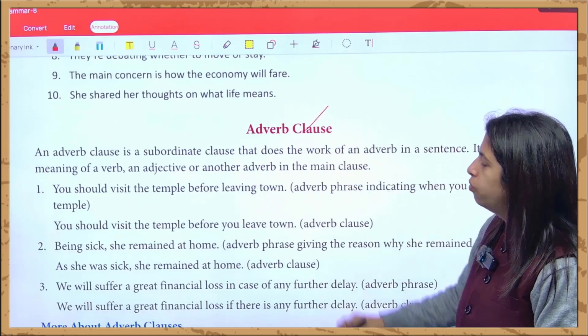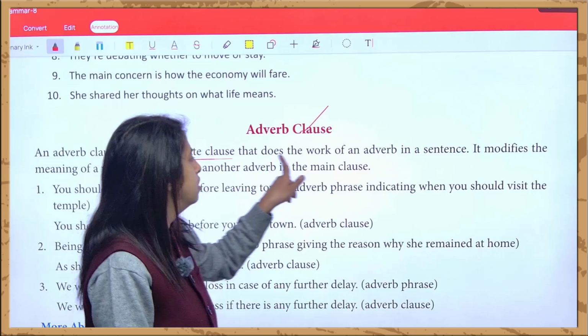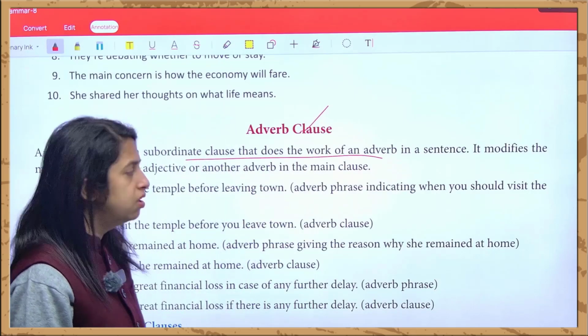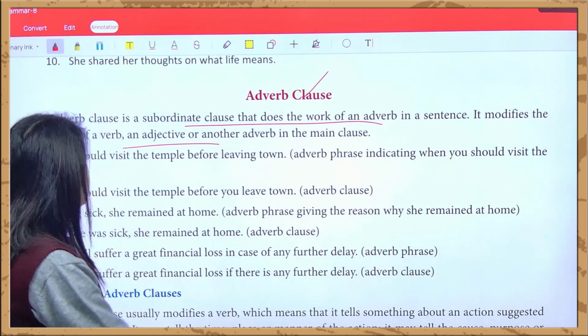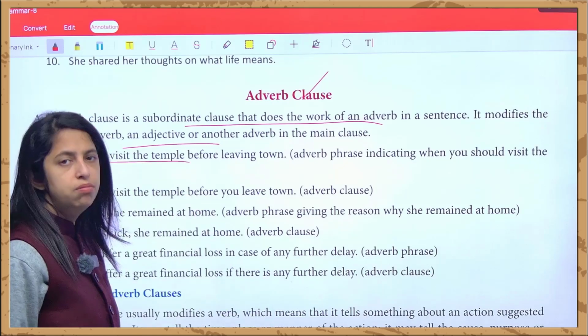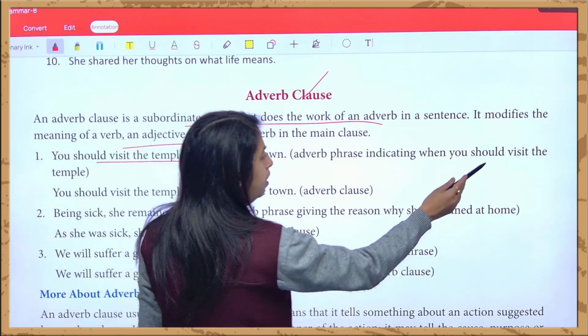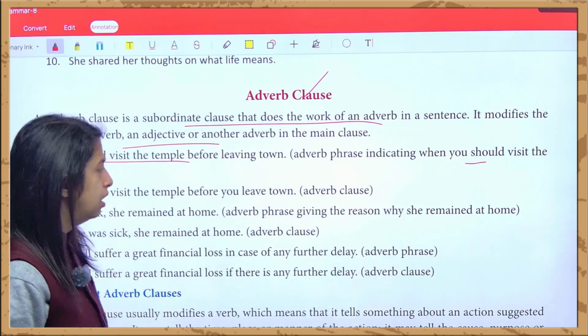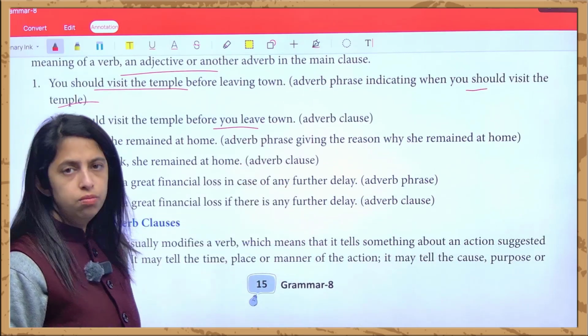Moving on to the adverb clause, which functions as an adverb, right? So that does the work of an adverb in a sentence. It will modify a verb, an adjective, or another adverb. So you should visit the temple before leaving town. So basically यहाँ पे adverb phrase है which will indicate when you should visit the temple, right? You should visit the temple before you leave town. This is an adverb clause.